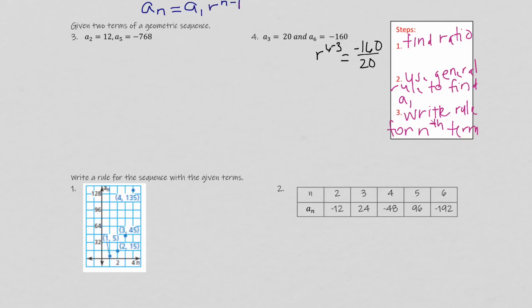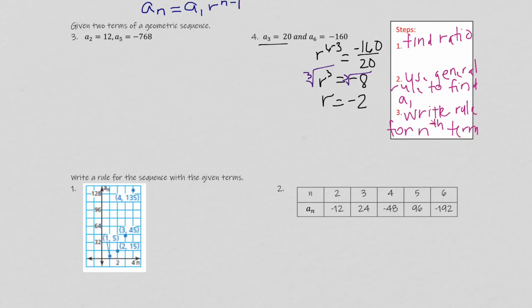So we can simplify that. r to the third power would equal negative 8. And then to get r by itself, we're going to take the cube root of that. And r would equal negative 2.